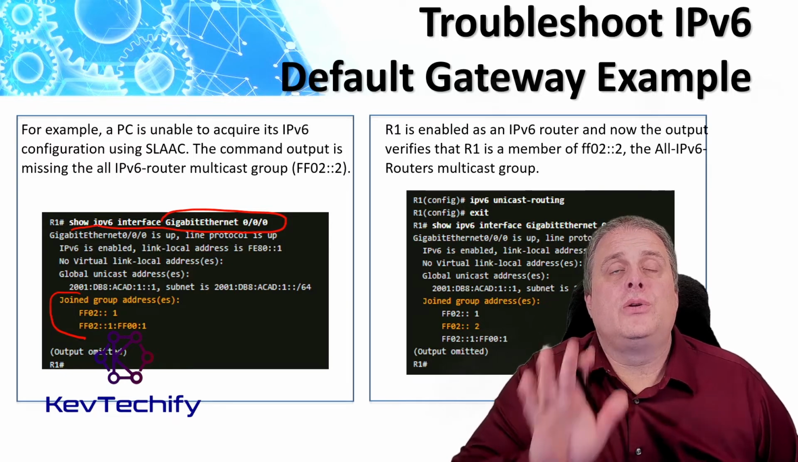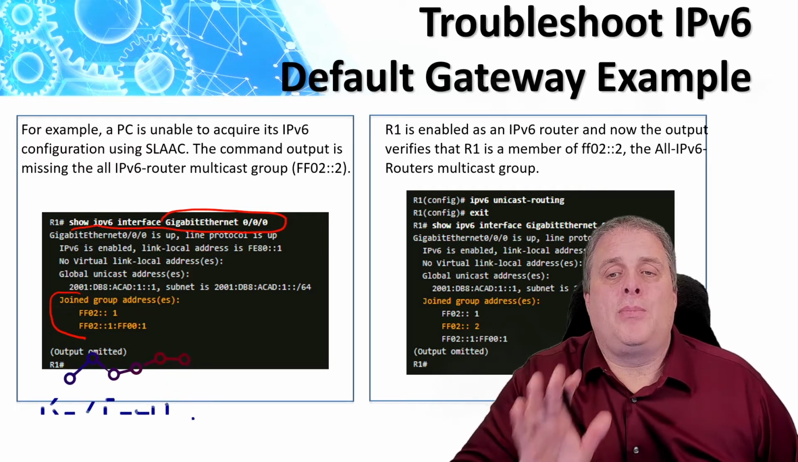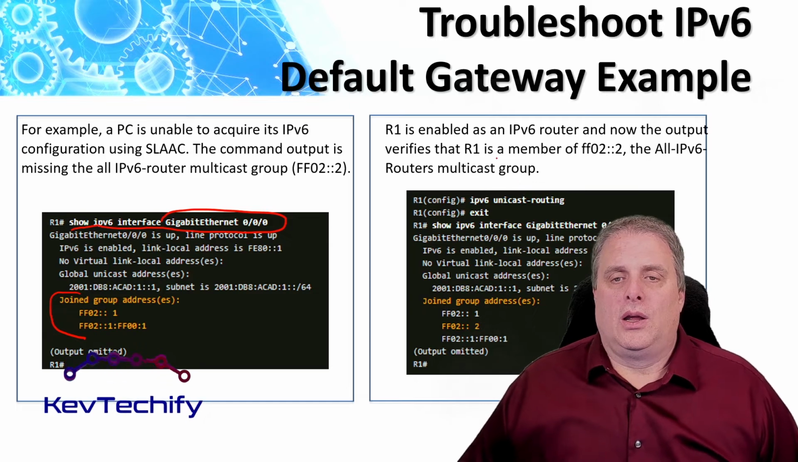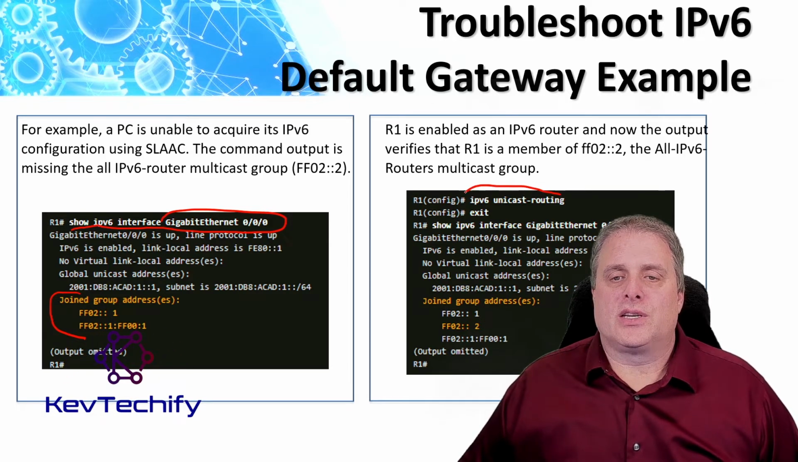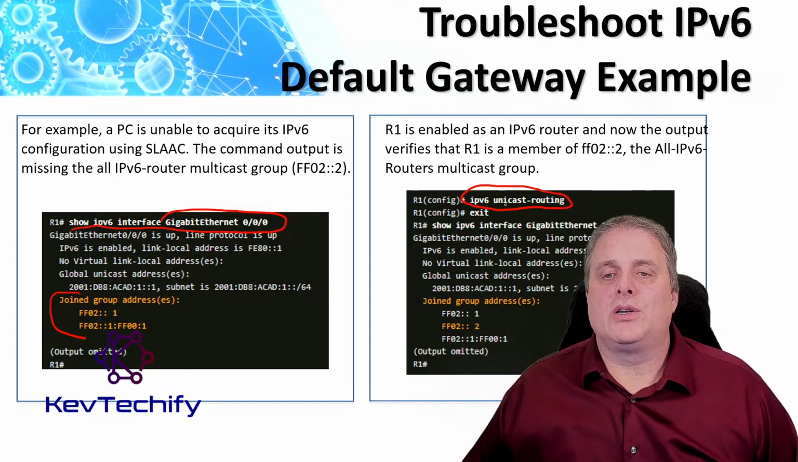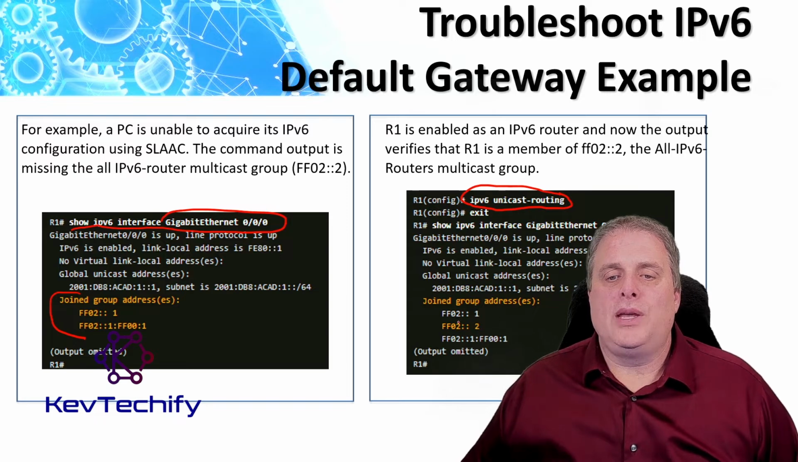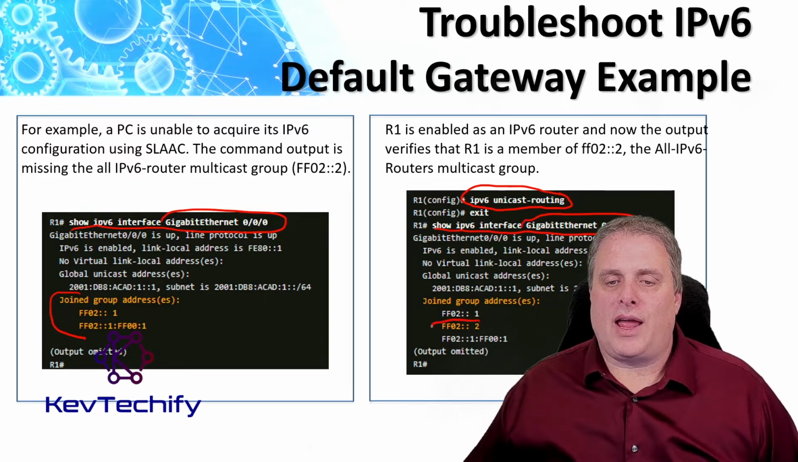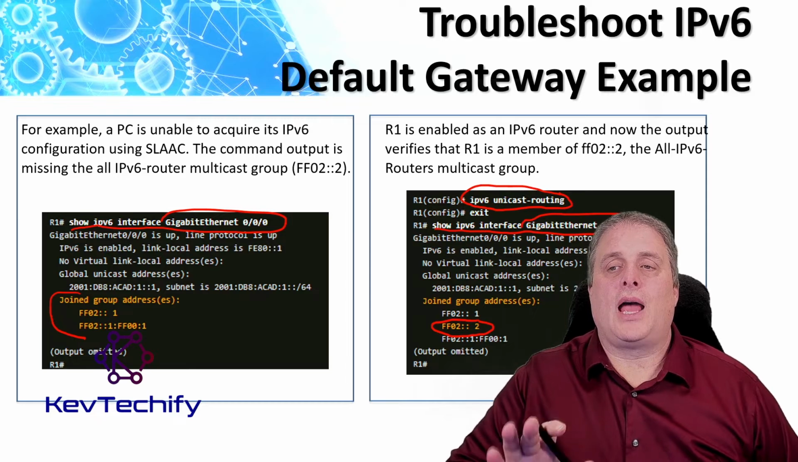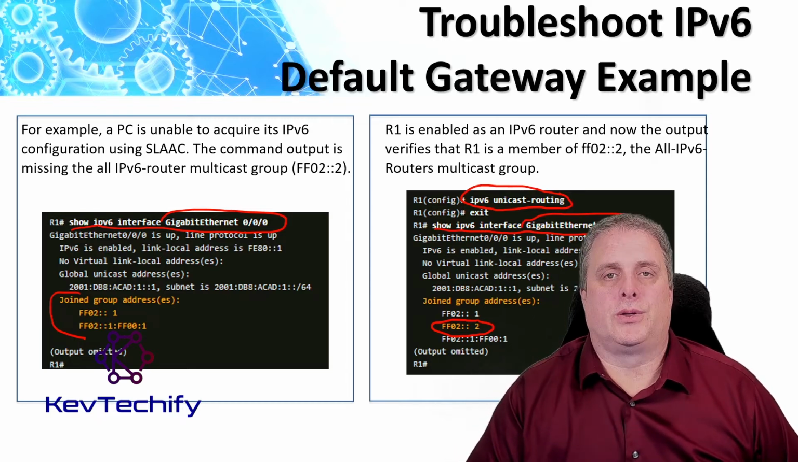What you have to do is enable IPv6 routing. To enable IPv6 routing, you type in ipv6 unicast-routing. That turns on IPv6 routing, and then it will become a member. So we can do the same show ipv6 interface gig 0/0/0, and it will show that you are now part of the all IPv6 routers multicast group.